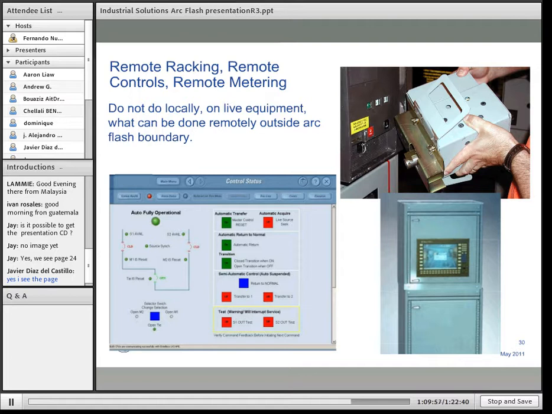Okay, the next page shows some examples of remote controls. It shows a picture of a remote racking device that can be installed on a breaker, and how you can control switchgear without walking up to the front of the switchgear and operating switch handles, but you can do it remotely.